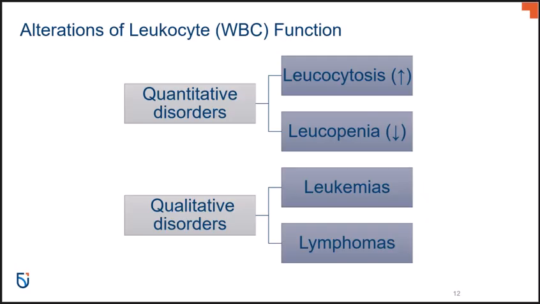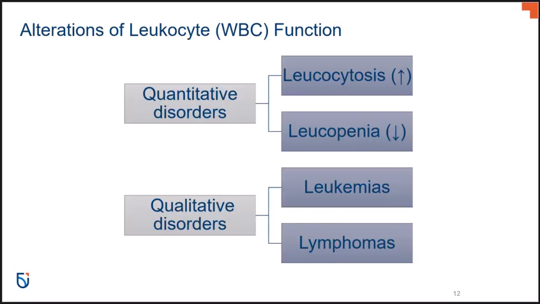Moving on now from our discussions on erythrocytes, we're going to look at leukocytes, which are white blood cells. Leuc means white. There are two types of disorders involving alterations or changes in leukocytes, quantitative disorders and qualitative disorders. One has to do with the quantity of white blood cells, and the other has to do with the quality. Quantitative disorders include leukocytosis, which is an increase in the number of white blood cells relative to normal, and leukopenia is a reduction in the number of white blood cells compared to normal.